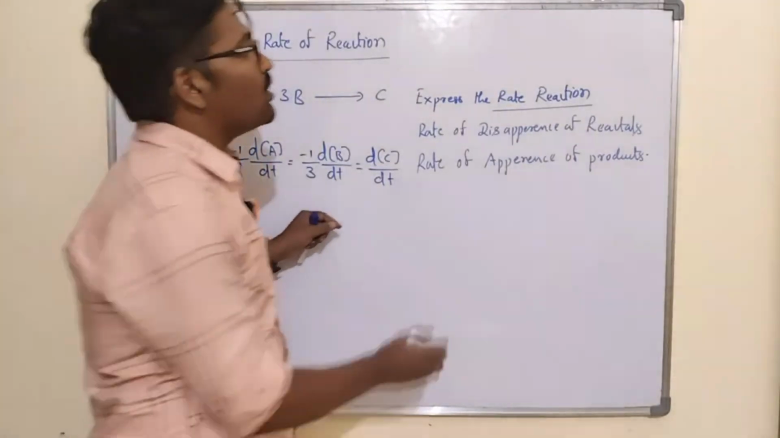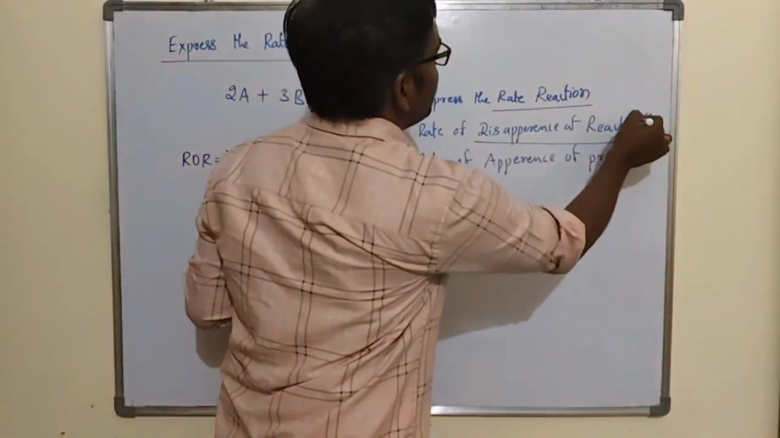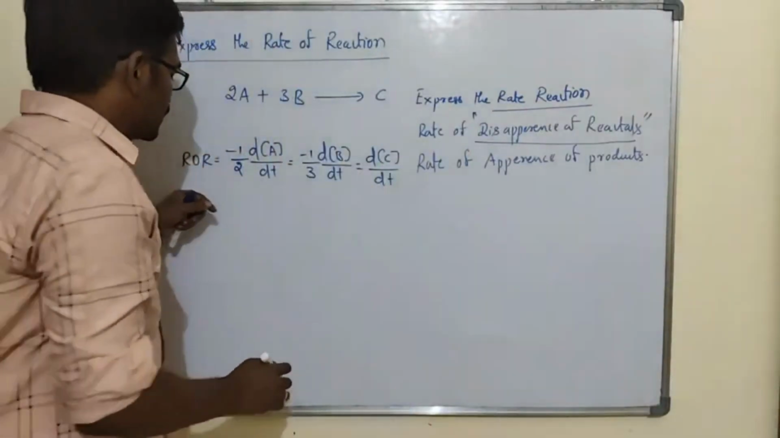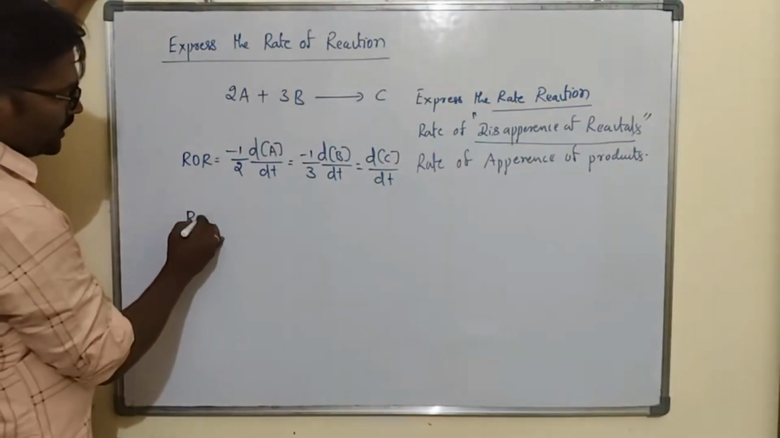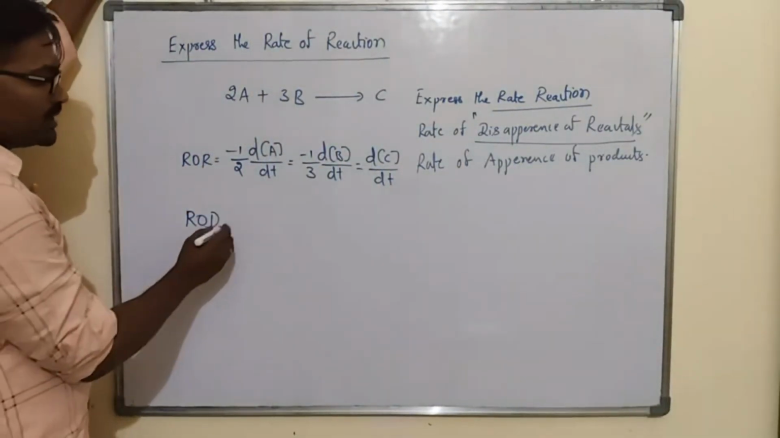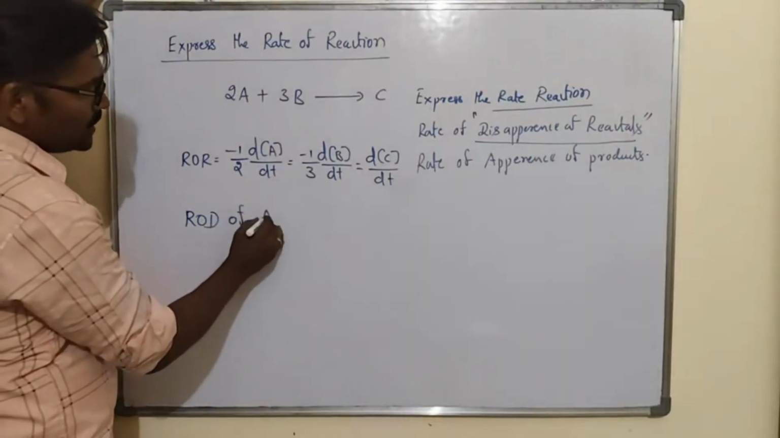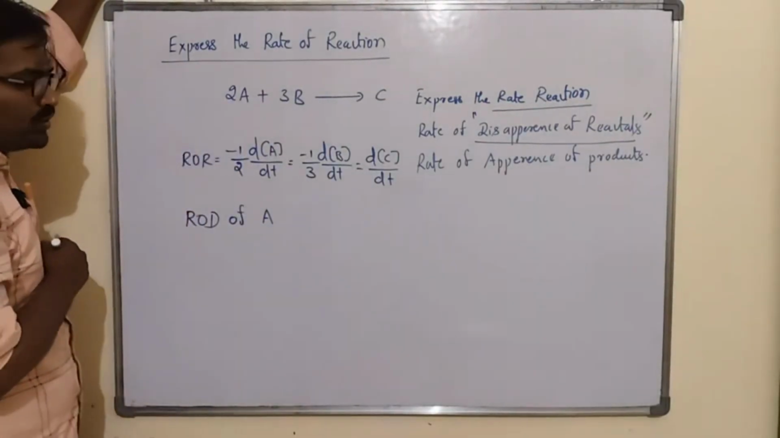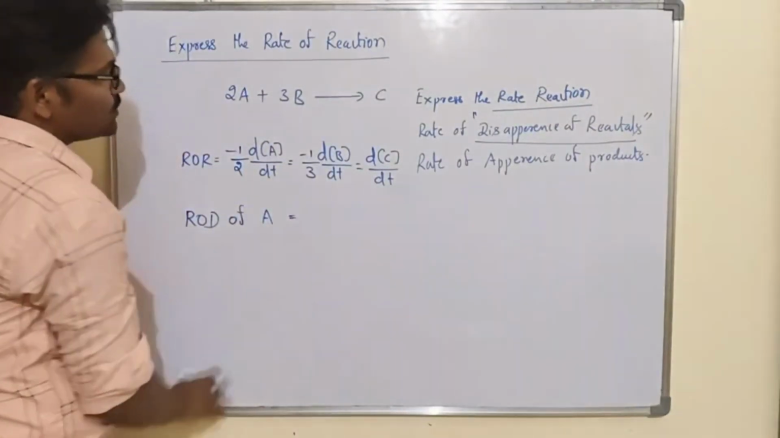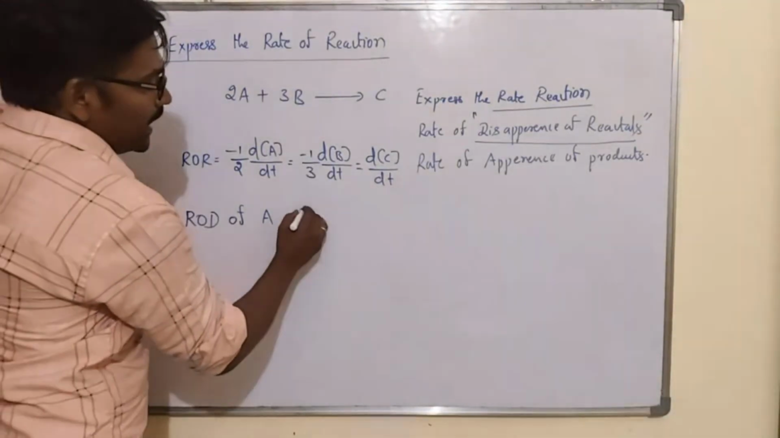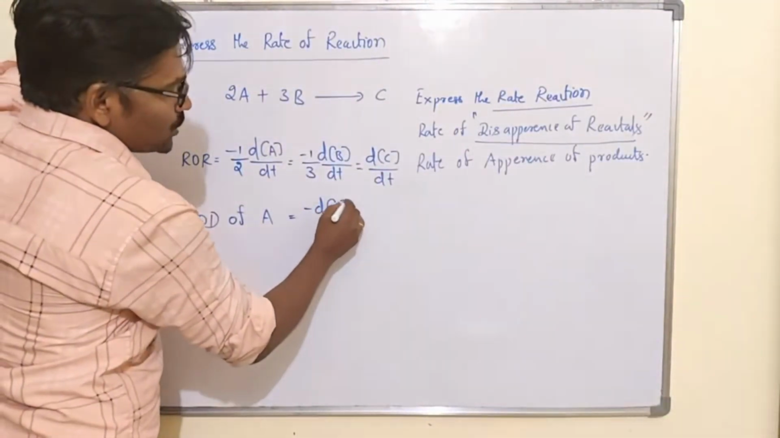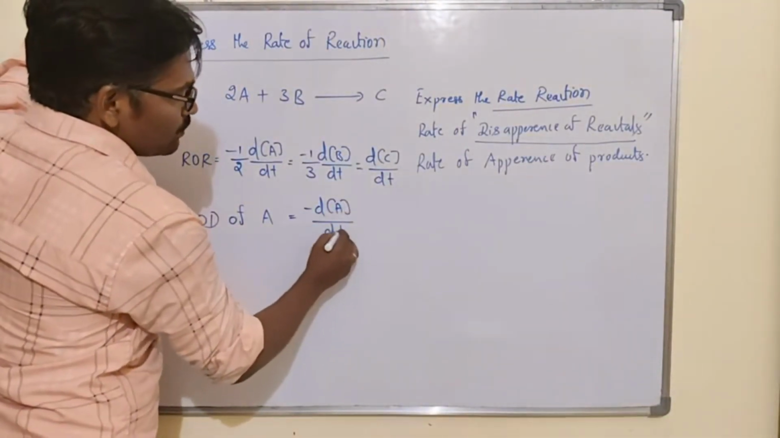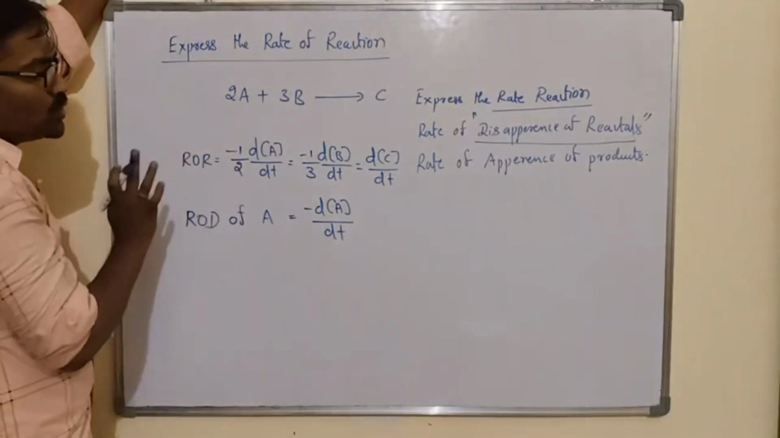Next, rate of disappearance of reactants. So rate of disappearance, ROD, rate of disappearance of A, in case you take with respect to A, that is equals to minus dA concentration divided by dt. So why are we not taking 1 by 2?